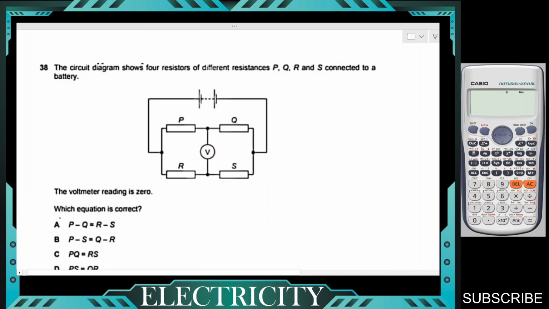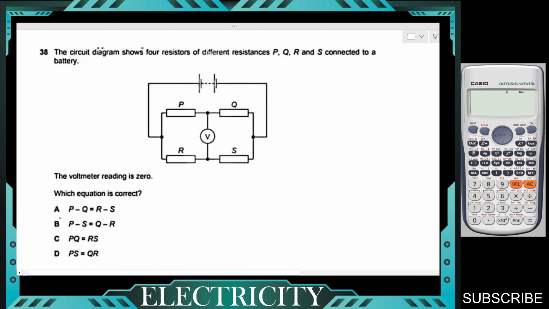Let's move on to the next one, which is a very easy one. The simplest way to answer this question is if you're provided with a bridge that is connected with a voltmeter or ammeter, but no current is flowing through the ammeter, or there is no voltage being shown at the voltmeter, then what you have to do is simply cross multiply the resistors. So P S equals Q S.